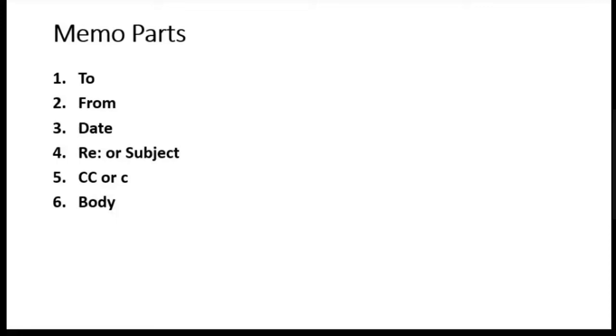Number one is the to, whom you are going to write. Number two is the from. Number three is the date. Number four is the subject. It can be a subject or it can be a resubject, like if you want to continue the same subject, then you use a resubject. Then you use the CC, carbon copy, and the sixth one is the body.